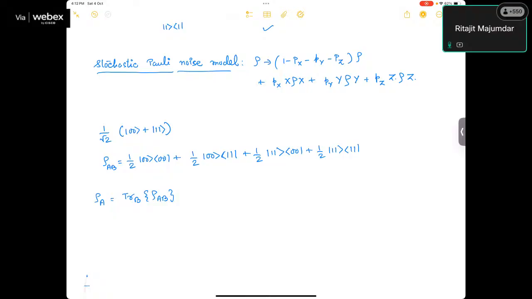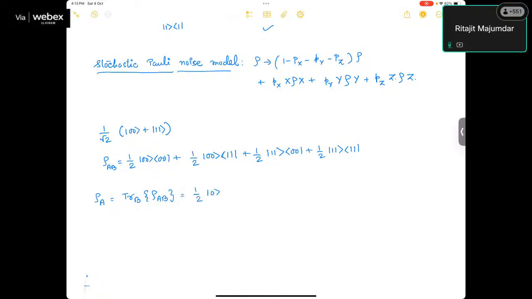So this kind of question, where for some reason information coming from the other system is not accessible, is called a partial trace, and this is given like this: trace over B. I am tracing over the B part. So I'm kind of throwing away the B part. I don't have any information out of that.